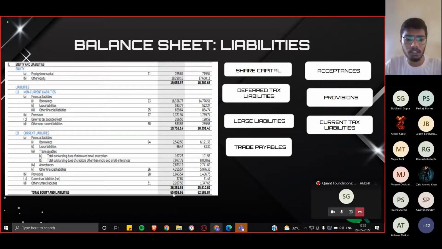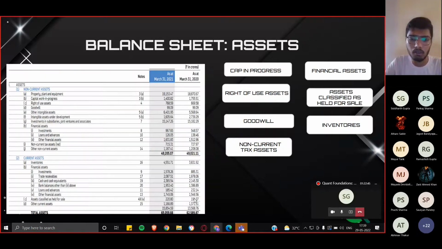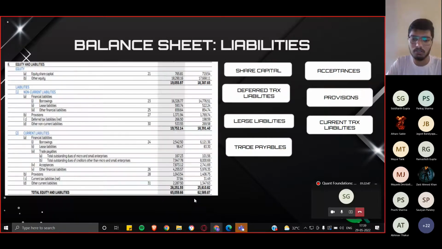So you can see total equity plus liabilities, 65059.66. It is equal to the total assets. Okay.